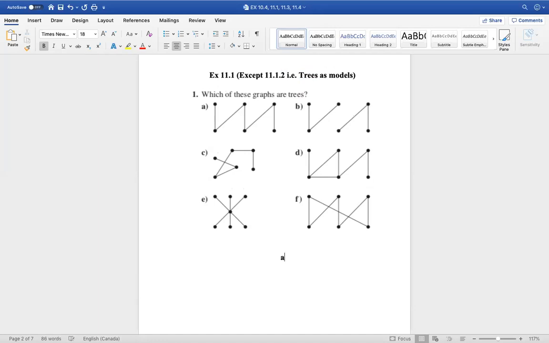Here we'll take part A first. If we look at this one, for part A, there is a way for every node to reach all other nodes, right? So therefore, this graph is a tree.